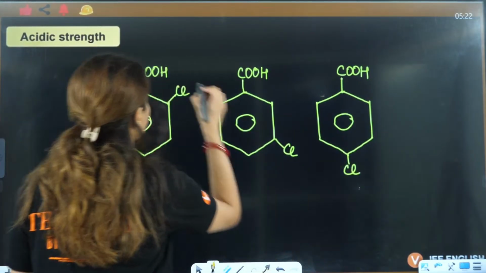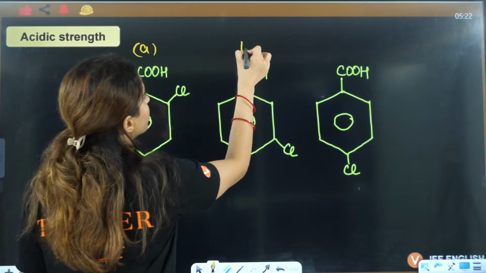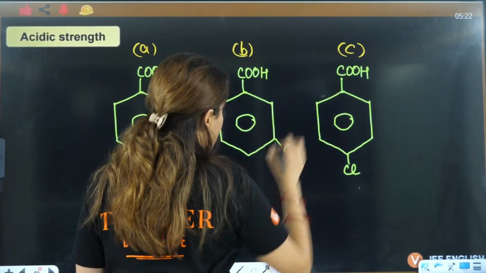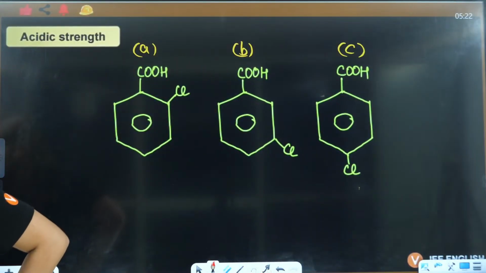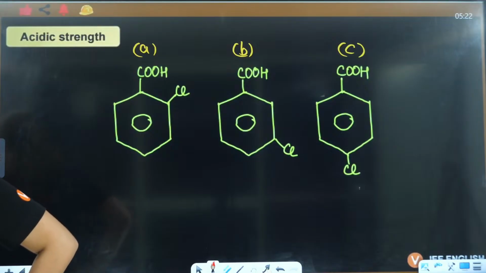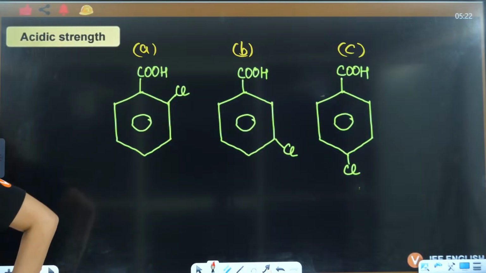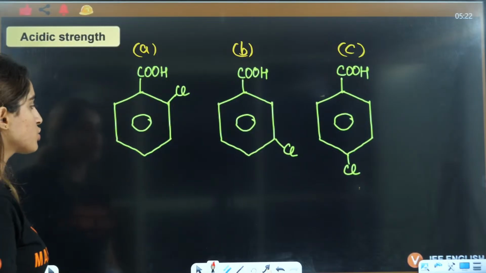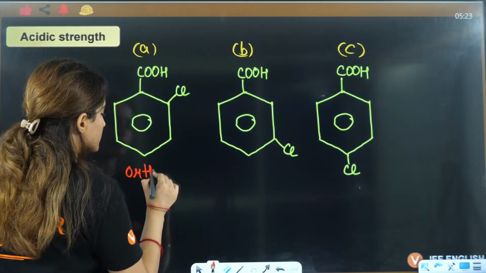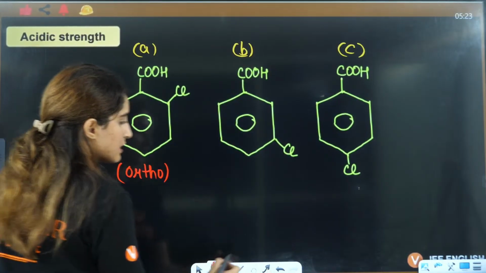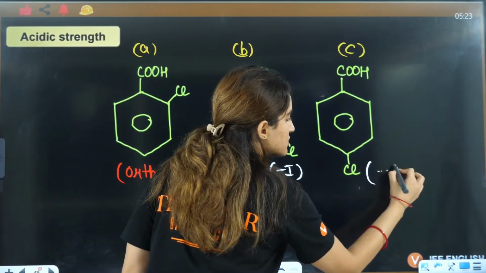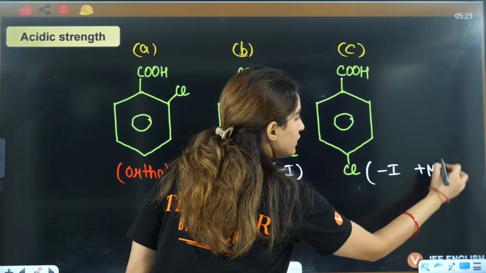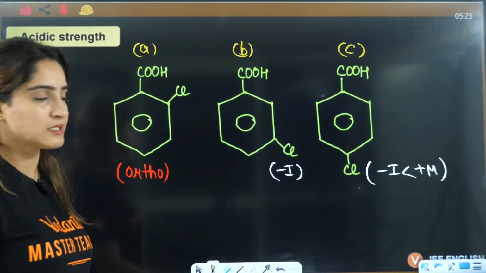Next is this one, ABC. With chlorine, what will it show? Firstly tell me, when you have chlorine, will it show any ortho effect or not? Yes? Okay. So here we can see ortho effect is valid, right? Here only minus I effect is valid because it is meta. This is minus I and plus M both valid, plus M being more stable here.